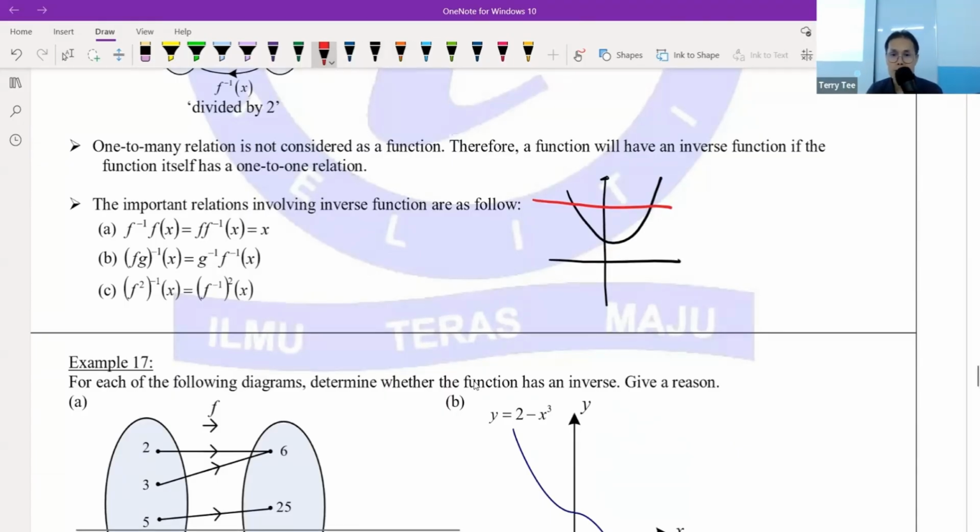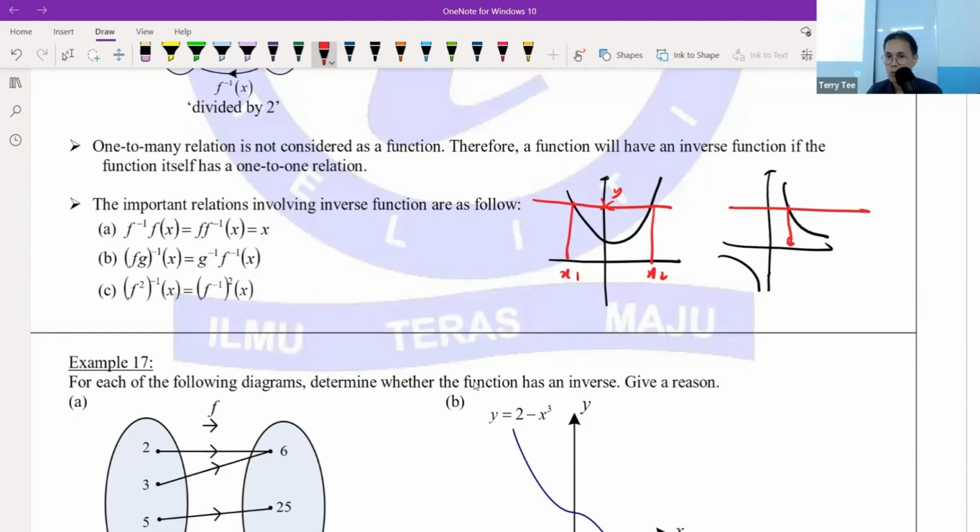Why? When you cut at 2 points, you know this will be many to 1. Many to 1 has no inverse, right? If you cut at 1 point, it has an inverse because it's 1 to 1. For example, I may have a curve like this. Does this function have an inverse? Yes, I cut across only one time. It has 1 x mapped onto 1 y, which is 1 to 1. Therefore, this one has an inverse. Yes, this one has no inverse.